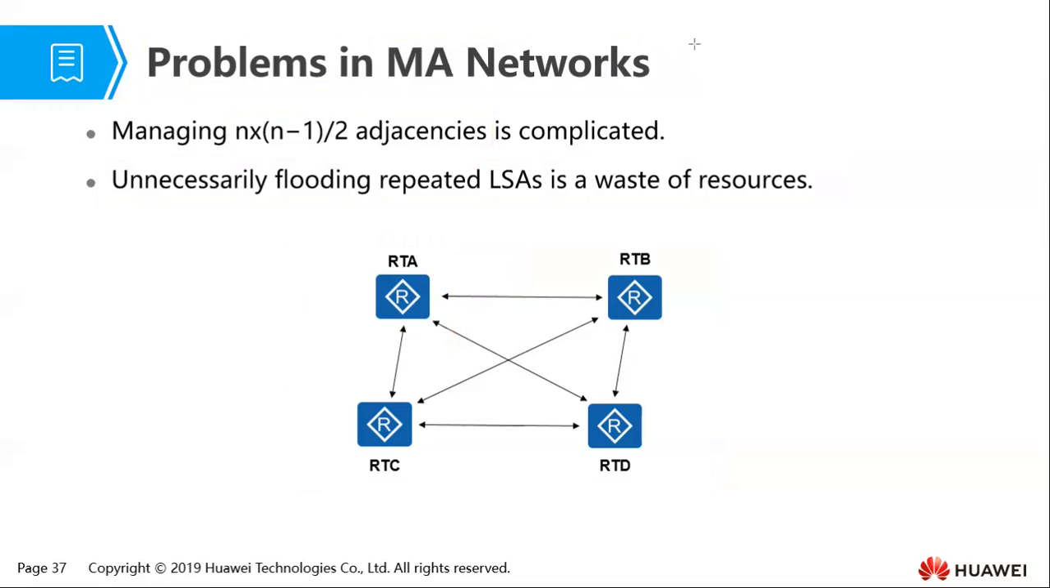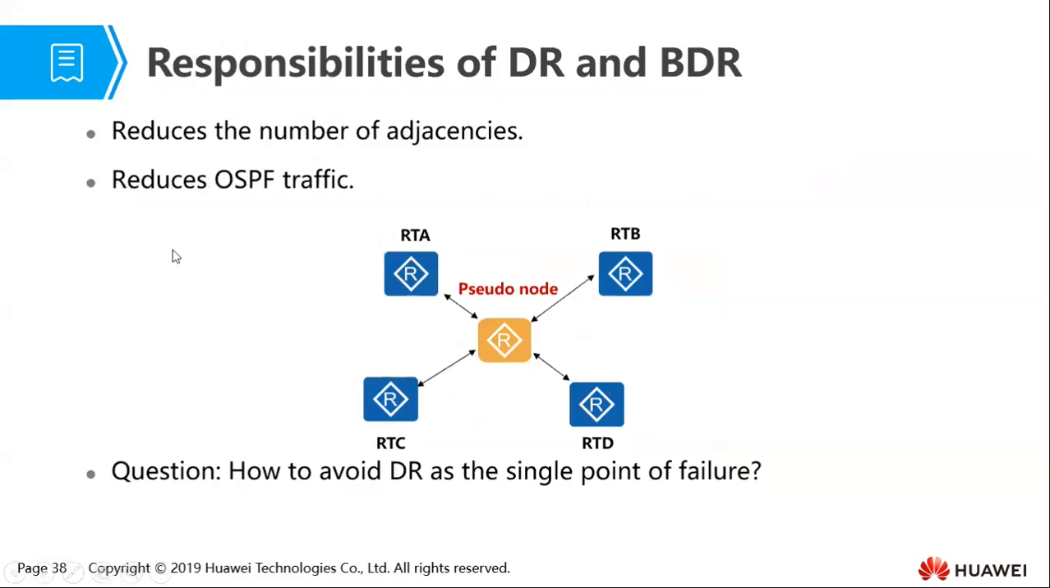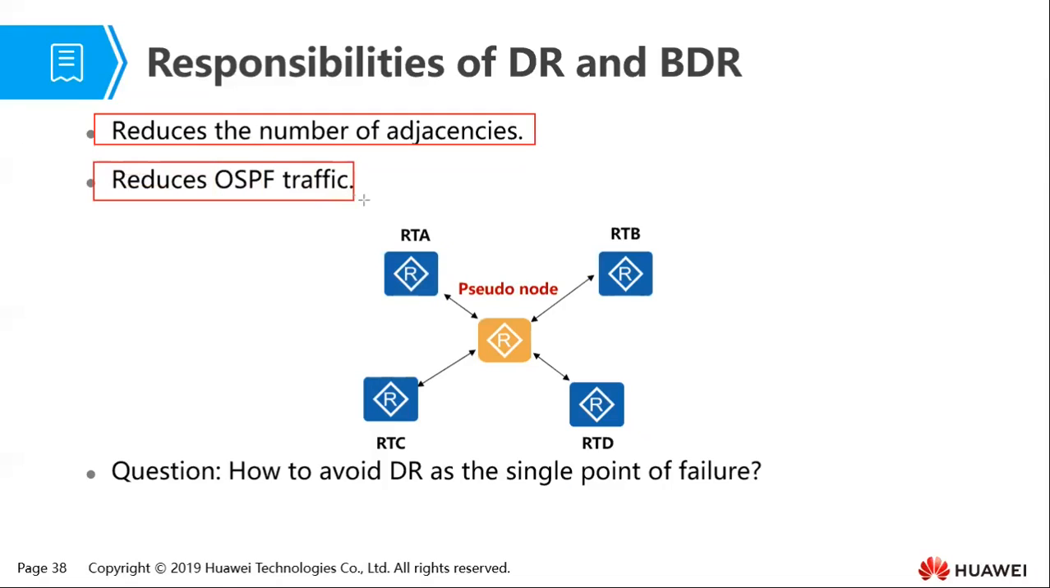For that reason, we need to elect what we call the DR, the designated router, which is used to reduce the number of adjacencies and also reduces OSPF traffic. Traffic is bandwidth, because if everyone is sending to everyone else, we consume bandwidth.